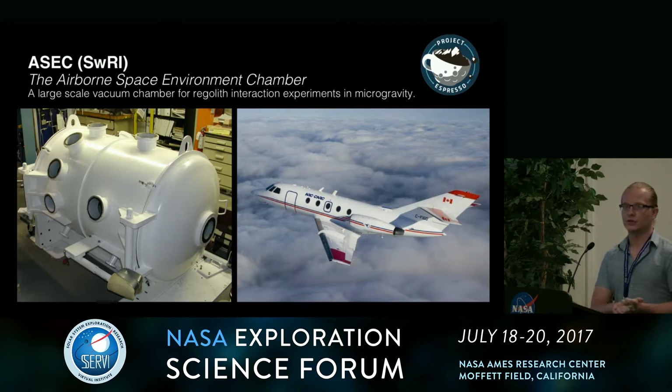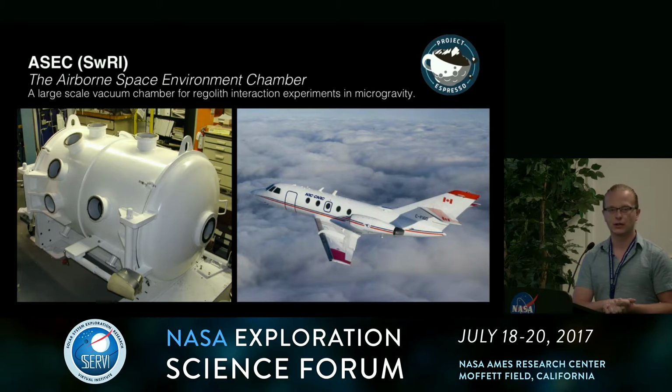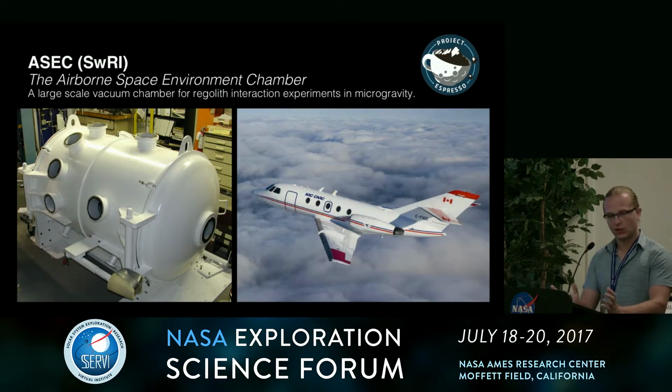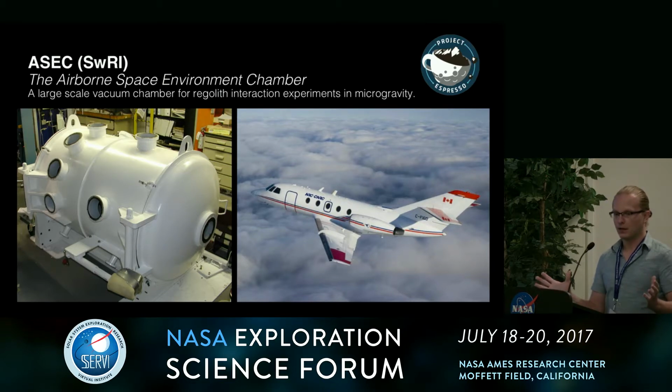So to really get at those low-G gardening processes, to look at regolith interactions, and to do some instrument testing, we are building a new vacuum chamber. The current specs are about 36 inches by 6 feet, that will be mounted inside a microgravity aircraft. So this is to provide a truly large chamber within which you can do regolith interaction experiments without strong edge effects under microgravity and vacuum conditions.